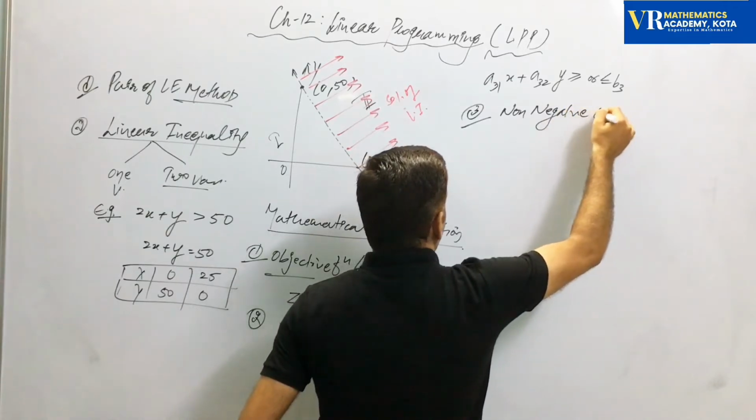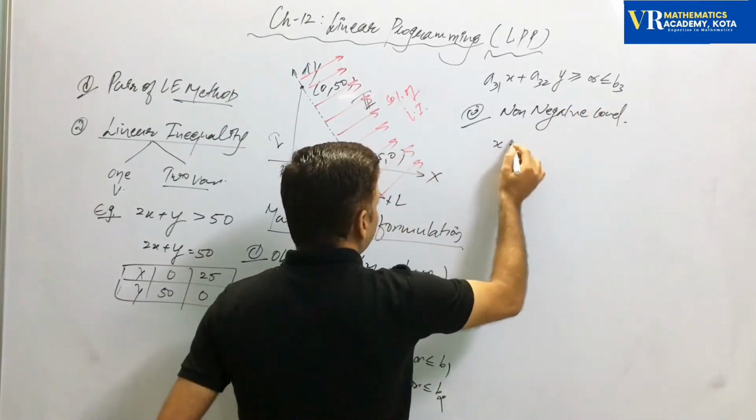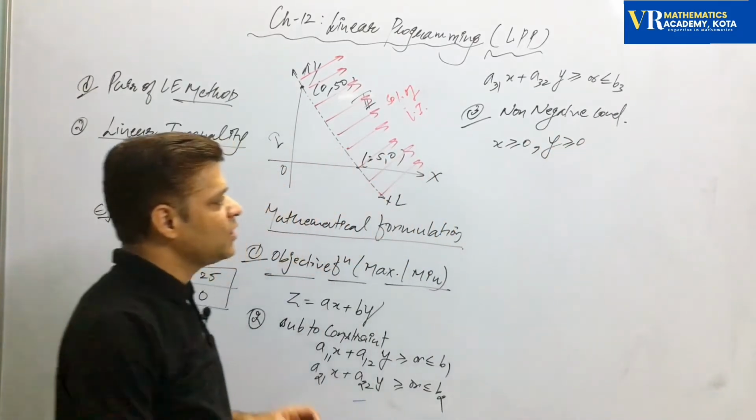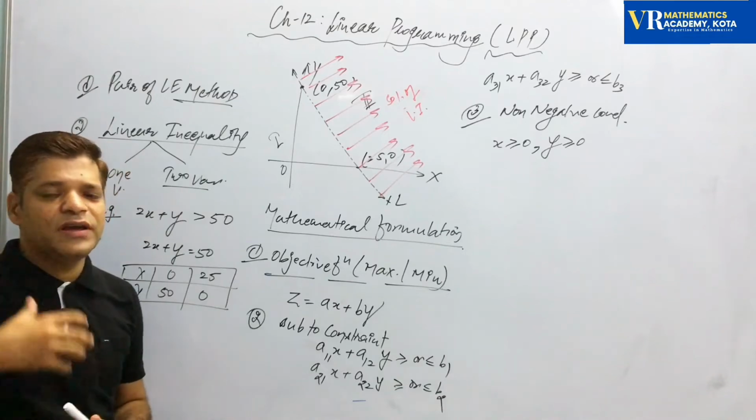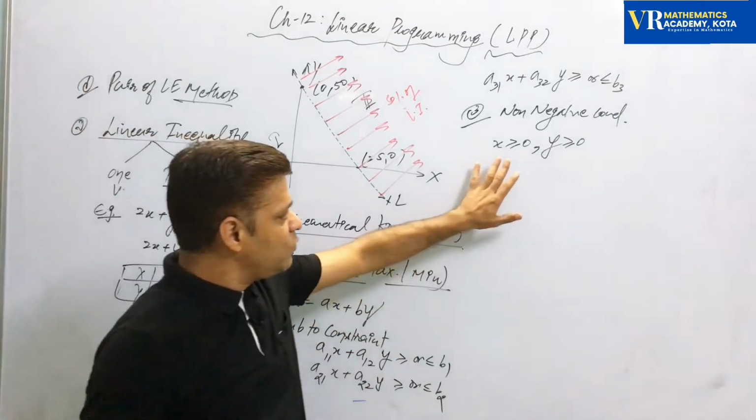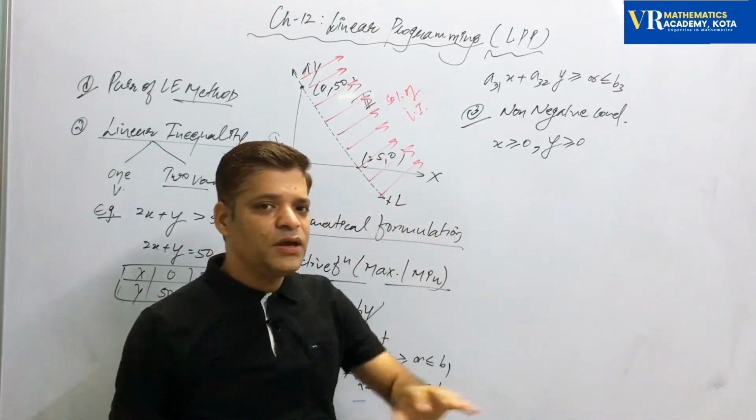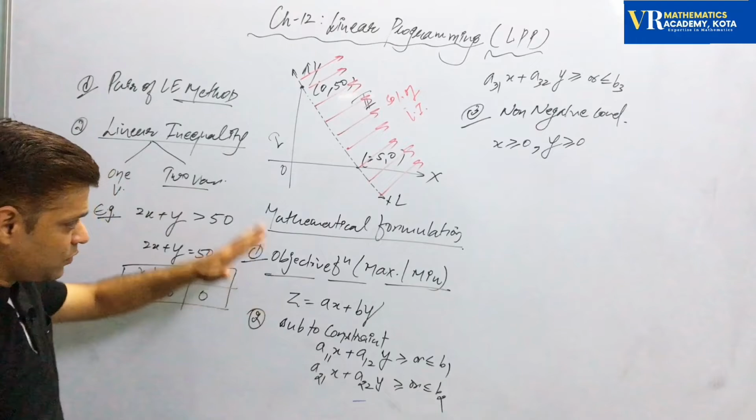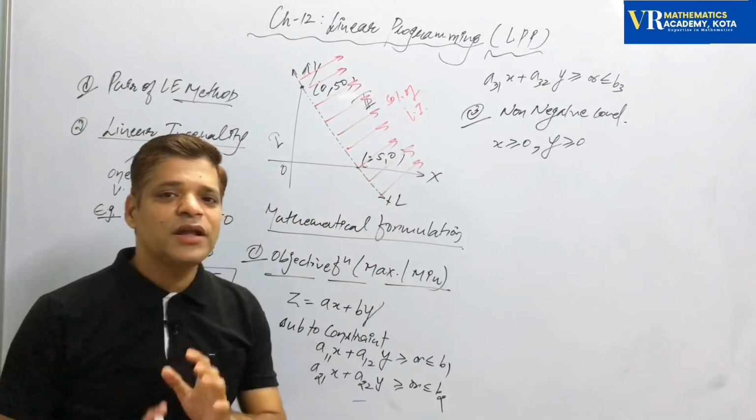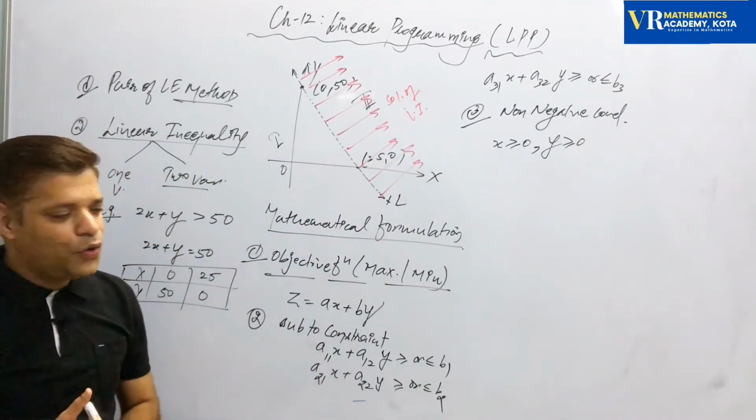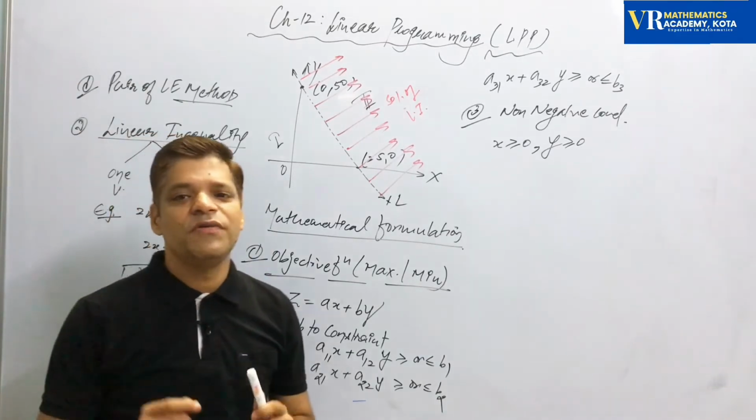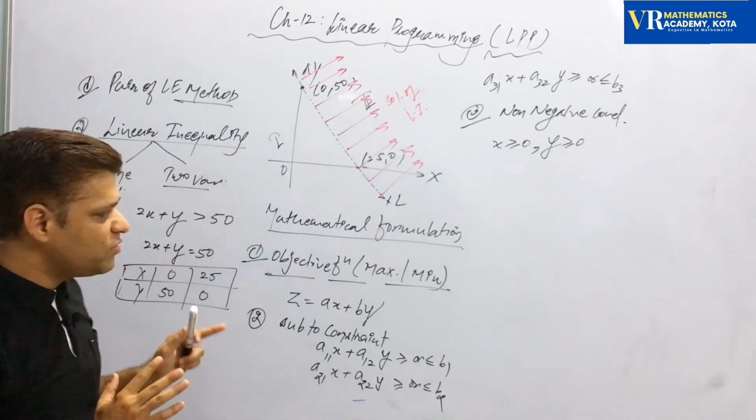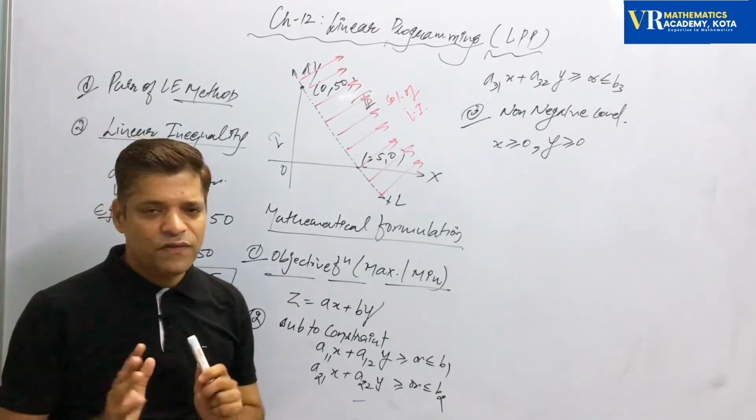So what is the non-negative condition? That is, the values of the variables, which are also called decision variables, are always greater than equal to 0. The values of decision variables must always be greater than equal to 0. This is called the non-negative condition. So this is the proper mathematical formulation of LPP, and this type of LPP we have to give in the question of linear programming problem.